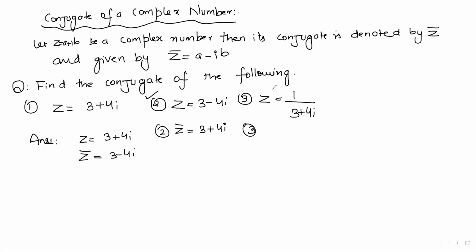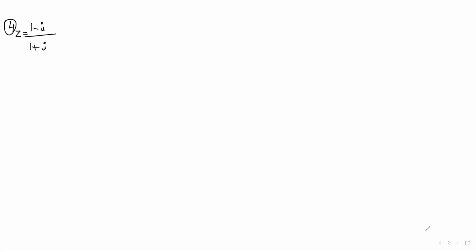Question: 1 minus iota by 1 plus iota. You need to find the conjugate of this. Okay, Z is equal to... So where is the question? The fourth part is this, the same question. Find the conjugate of the following. Yeah, there's a fourth one.